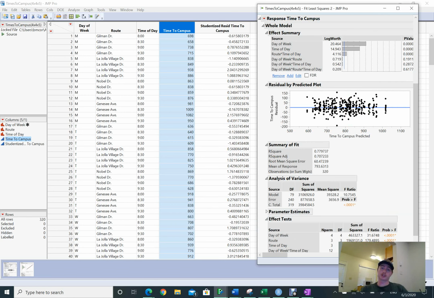And lastly, we're going to check our equal variance assumption, and you can see the residuals by predicted plot. There's no clear fanning either way, so our equal variance assumption should be all right as well.